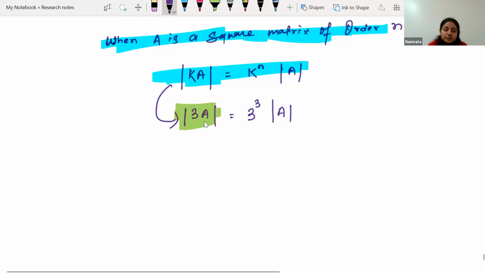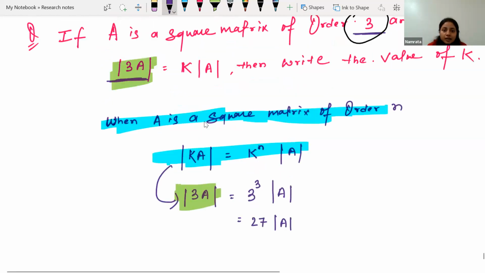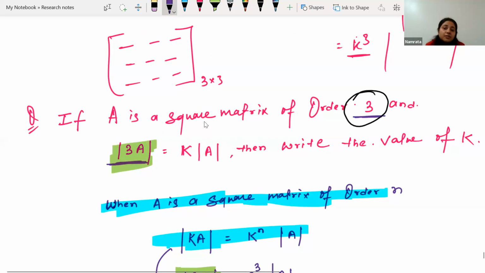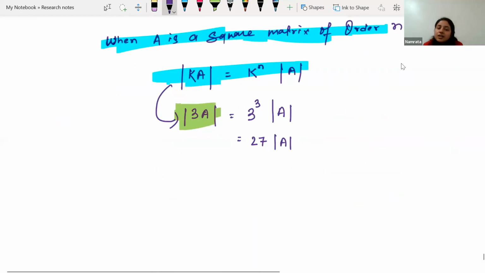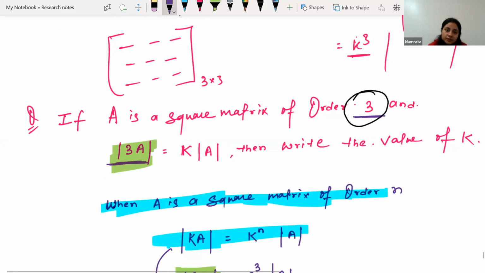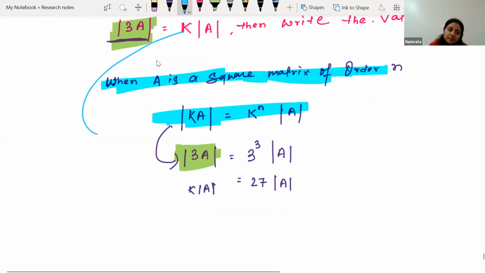Now if we got 3 to the power 3, we know it will be 27, and determinant of A. Here we have to find the value of k, and yes, you have written it correctly in the chat box that it will be 27. If we compare it with k determinant of A, then we can say k is nothing but 27. Okay, let's move ahead.